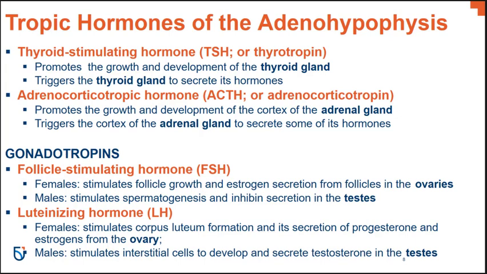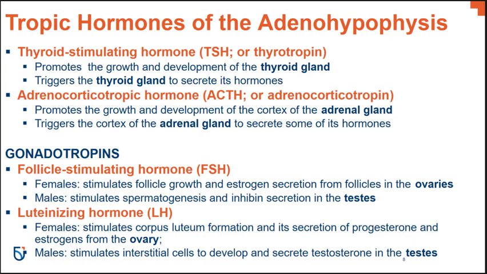Follicle-stimulating hormone has slightly different effects in males versus females, and that might be obvious since males and females have different gonads. When acting on the ovaries, it stimulates the growth of follicles, and then the follicles will start secreting estrogen as well. So what this will do is stimulate further production of estrogen.